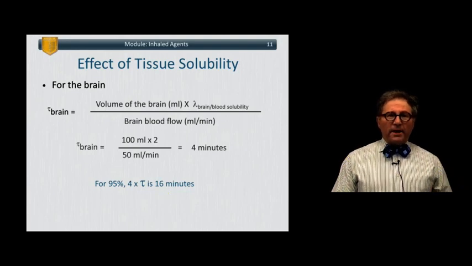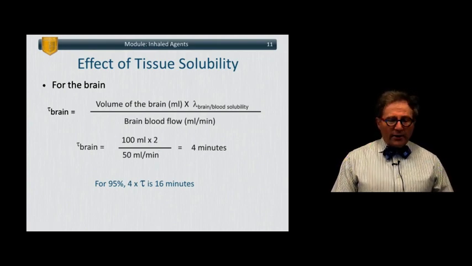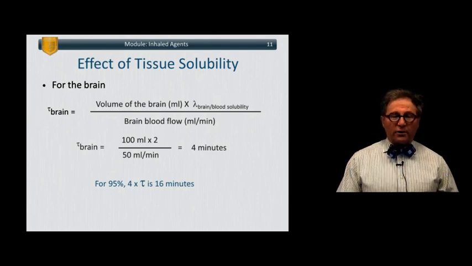However, if the brain solubility of the inhaled agent were only 1, that would mean that the time to partial pressure equilibration is about 8 minutes, half of that with a more soluble agent.